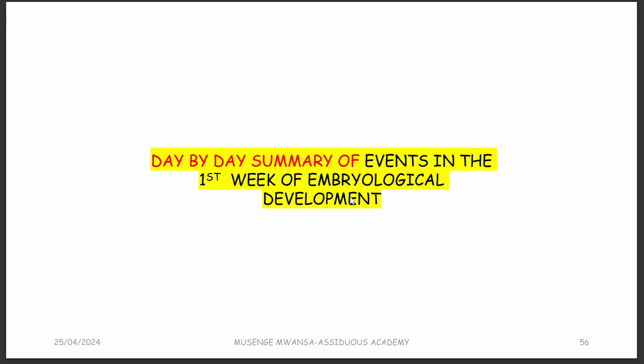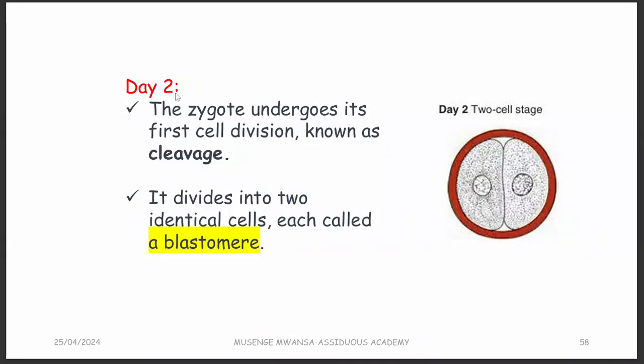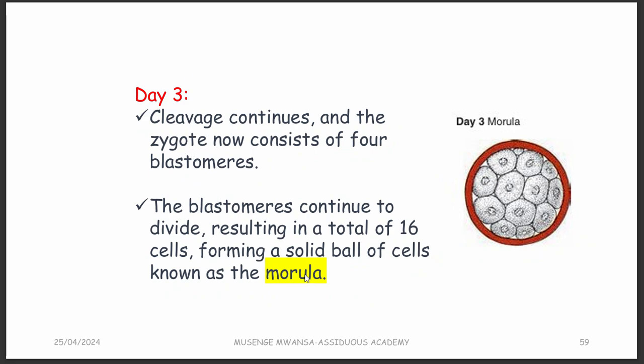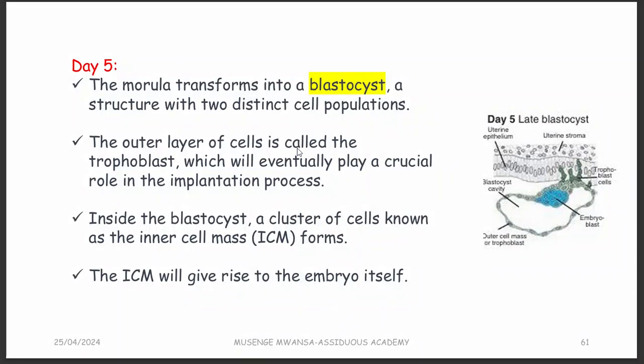So as a quick summary, what will happen day by day? On day one, what is basically happening is that fertilization is happening, and you are forming a diploid zygote. Day two, what is happening? Cleavage is happening. You have the cells inside as the blastomeres. Day three, you have the morula, the 16 cell stage. Day four, you are forming a cavity which is a blastocele, and the shedding of the zona pellucida. Day five, you have got the blastocyst. This is the 32 cell stage blastocyst because you have got a big cavity inside there.